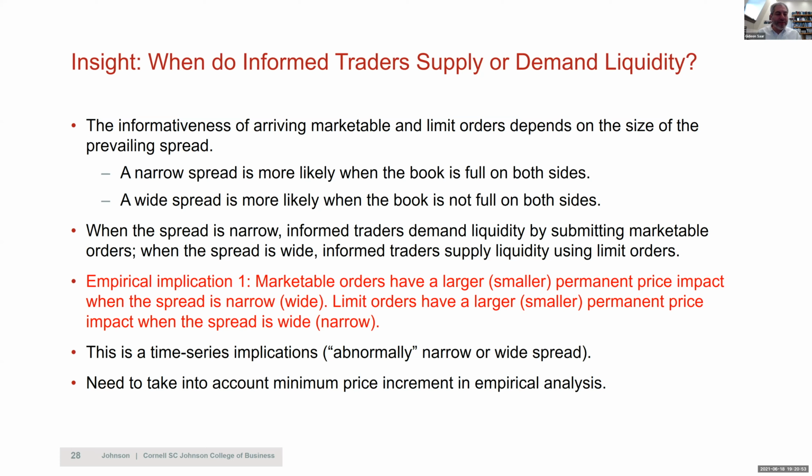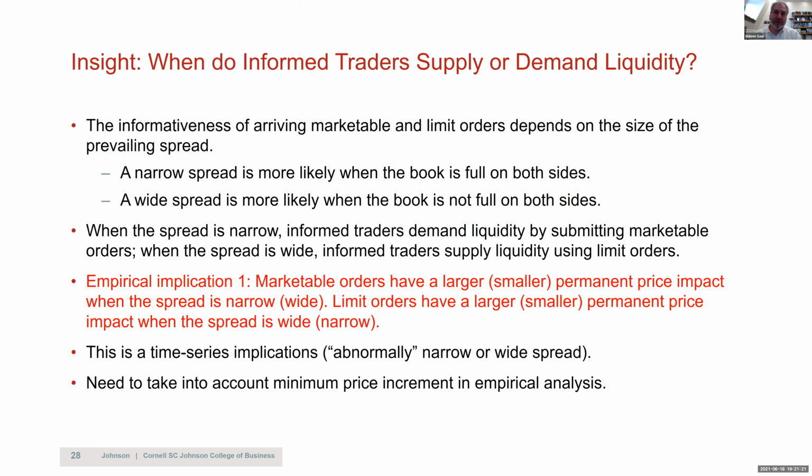So what I want to do now is just talk about a few of the insights that come out of it. Now that we have the equilibrium, let's think about what it gives us in terms of empirical implications. The first thing is that the informativeness of arriving marketable and limit orders depends on whether the book is full or not full. And you can think empirically about several different ways to operationalize that concept.